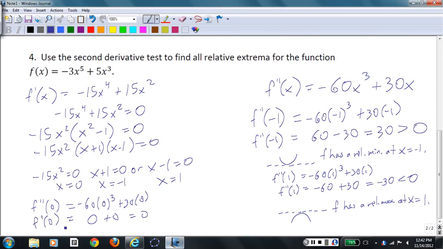So here's what we know. We know there's a horizontal tangent line at 0. But we don't know whether the graph is concave up or concave down, or maybe a little of both, in an open interval containing 0. We don't know. It might be one or the other. It might be that there's a relative minimum at 0. It might be that there's a relative maximum at 0. We want to be really careful not to say that the function does not have a relative extremum at 0.